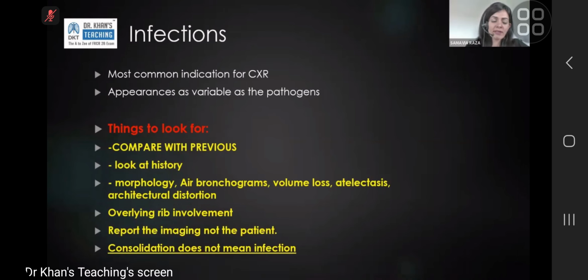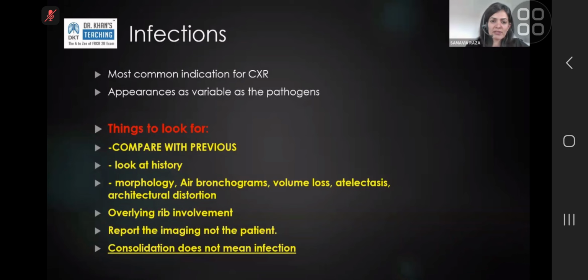So the things to look for on a chest X-ray when the clinical suspicion is infection are very different when you have a clinical history versus when you don't. And it isn't helped by the fact that the appearances can be very variable depending on which organism is actually causing that infection. So the appearances are as variable as the number of pathogens that are out there.